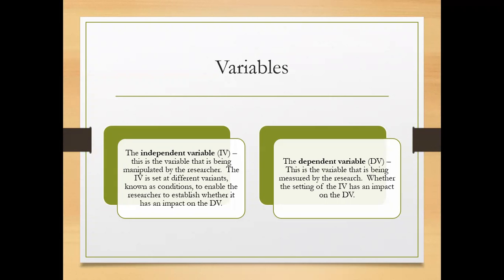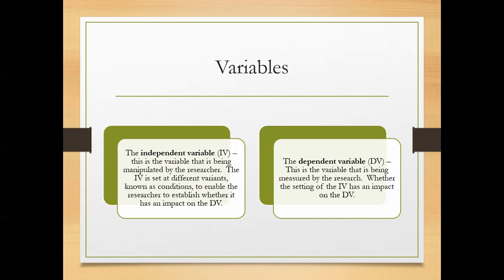Now, the independent variable is the variable that is being manipulated by the researcher. So the IV is set in different variants, and these are known as conditions. So each setting of the IV is known as a condition. So again, use your electronic textbook. Let's look up a definition of conditions. And when it comes to an IV, there will always be two settings: with chocolate, without chocolate, with noise, without noise, with music, without music. So there's always going to be two conditions.